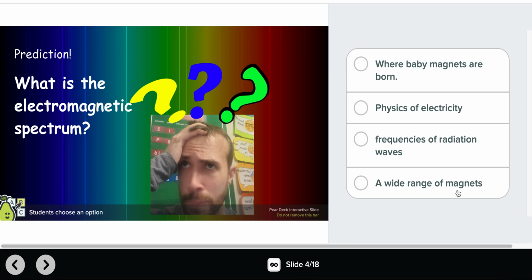So, what is the electromagnetic spectrum? Let's make a little prediction. Do you think it's where baby magnets are born, physics of electricity, frequencies of radiation waves, or a wide range of magnets? Which one of those choices do you think would be the closest to being correct, if you had to guess? Alright, did you pick one? Alright, so the correct answer is frequencies of radiation waves.